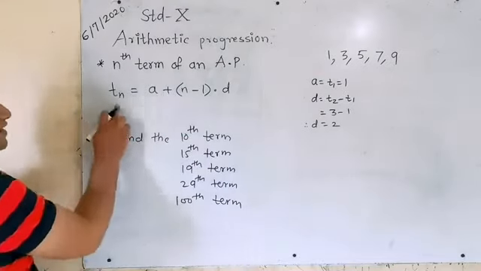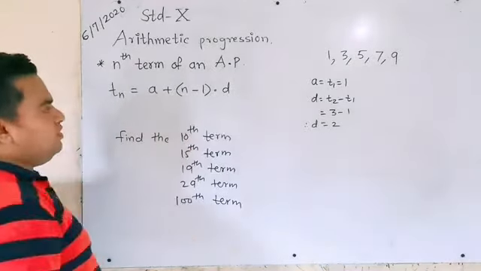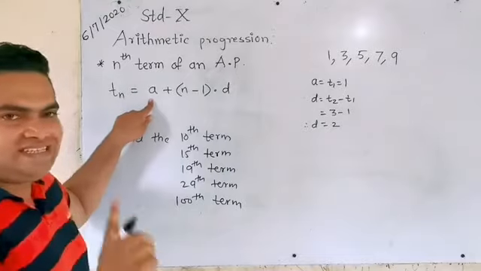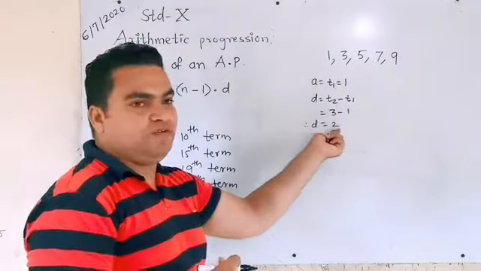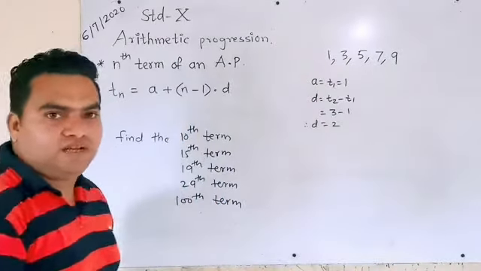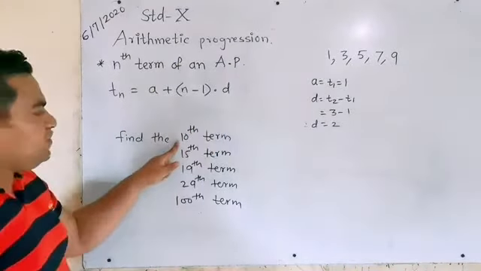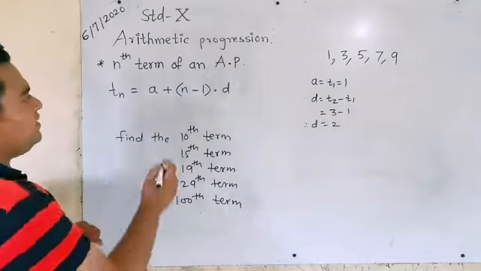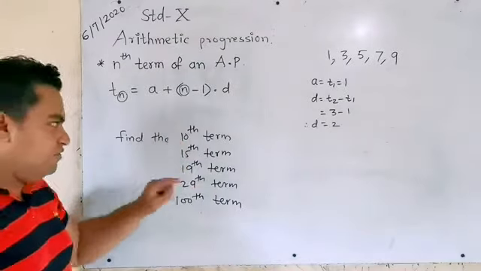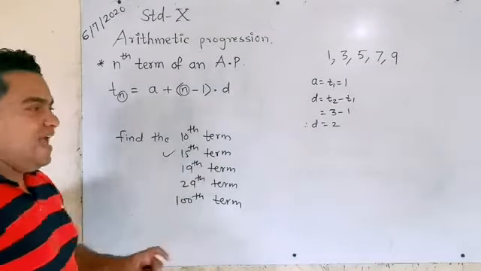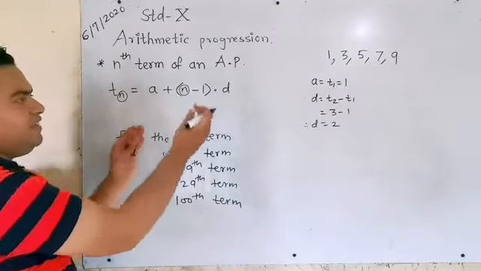We have to read it: Tn is equals to A plus bracket n minus 1 bracket complete into D. So once we know the value of A, that is first term, and the value of D, that is constant difference between any two consecutive terms, then we can put the value of A, we can put the value of D, and then if the question asks about 10th term, at the place of n we will put 10. If the question will ask about 15th term, at the place of n we will put 15. Here also 15, here also 15, and then further we will solve.